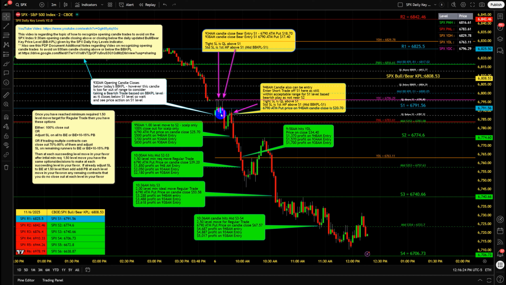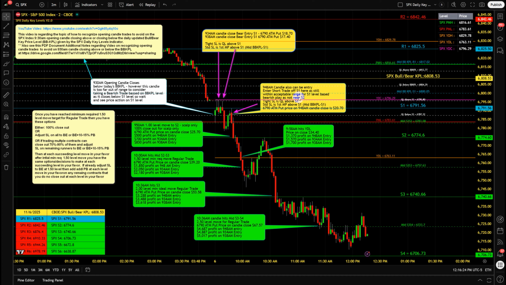However, if you miss these and miss this candle here, then you had another opportunity here on this 9:48 a.m. candle, which you can see the wick went back up to S1 and still closed below. And so this 9:48 a.m. candle is still also within the acceptable range for an S1 level based bearish play, as it is not near the S2 level.